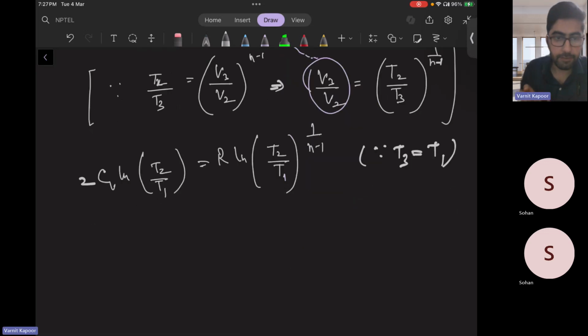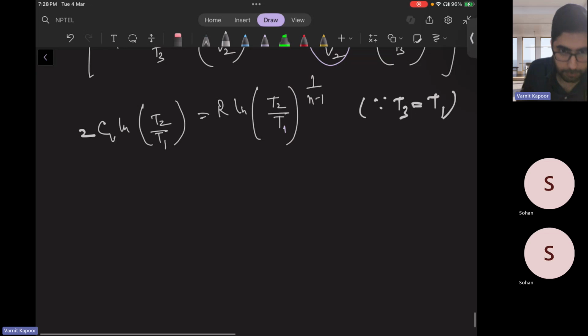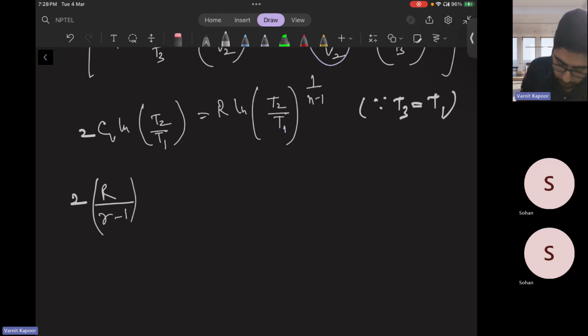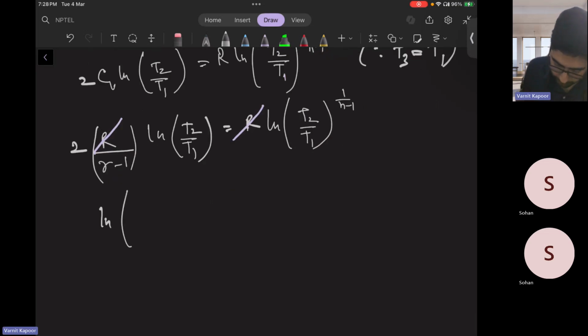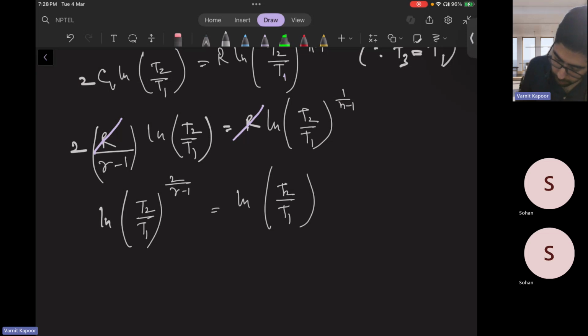Now, what is Cv? We know that Cv is R over gamma minus 1. We have proved this earlier for an ideal gas. So 2 times R over gamma minus 1 ln T2 by T1 is equal to R ln T2 by T1 to the power of 1 by n minus 1. Now R and R cancel out. And put this in the exponent: ln T2 by T1 to the power of 2 over gamma minus 1 is equal to ln T2 by T1 to the power 1 by n minus 1.